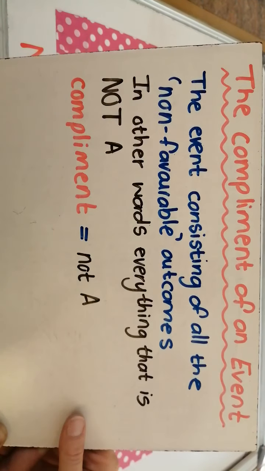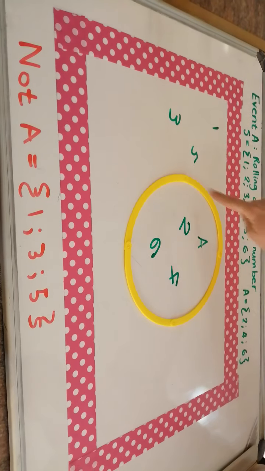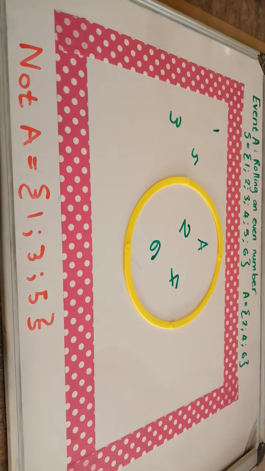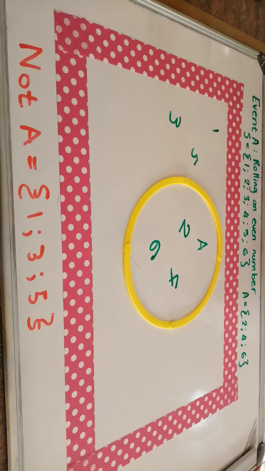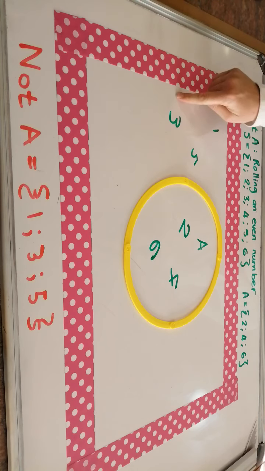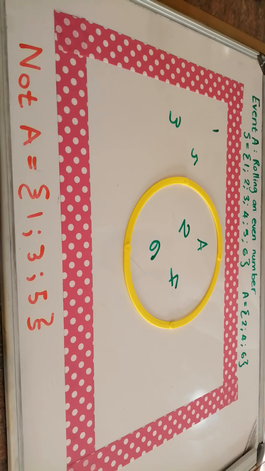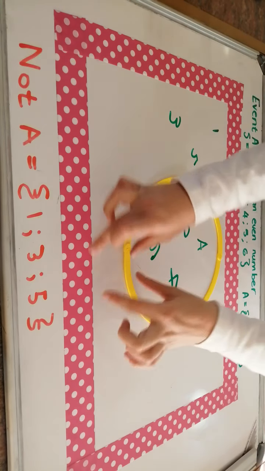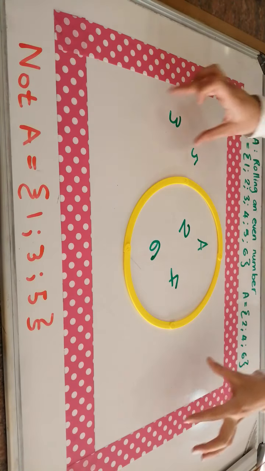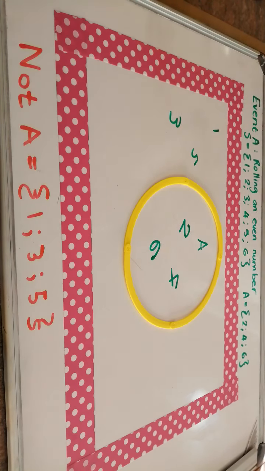So if we had to look at our Venn diagram, these are all the events happening in A. The complement is everything on the outside. So what is on the outside of my event A? 1, 3, and 5. So the complement, also called not A, the complement of event A consists of 1, 3, and 5 because they fall outside of A. They're not included in A. These are the non-favorable outcomes.